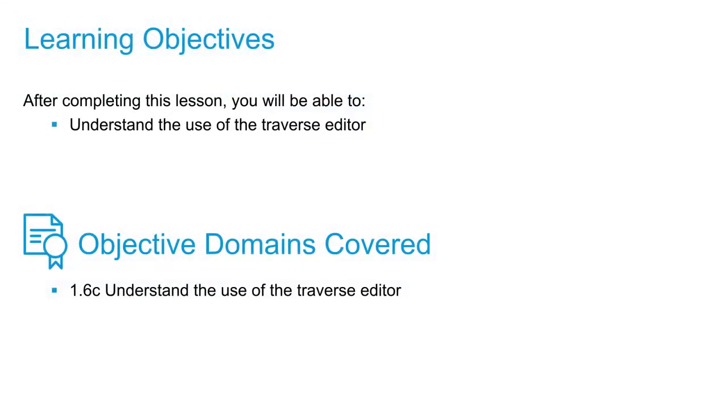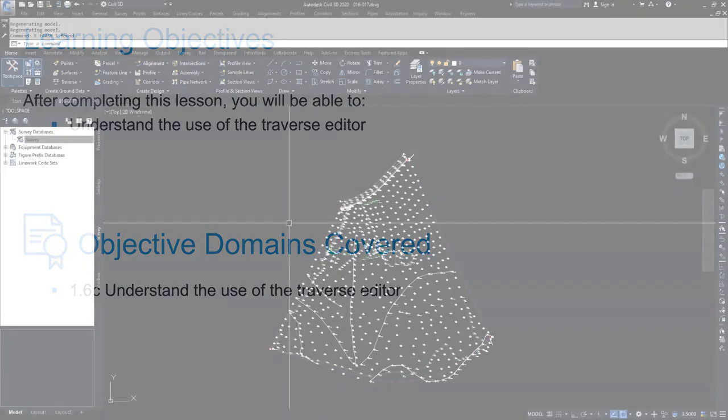In this video, we're going to discuss the Traverse Editor tool in Civil 3D. Basically, what we're going to do is use this tool to display mapping information and get closure data on some survey information.